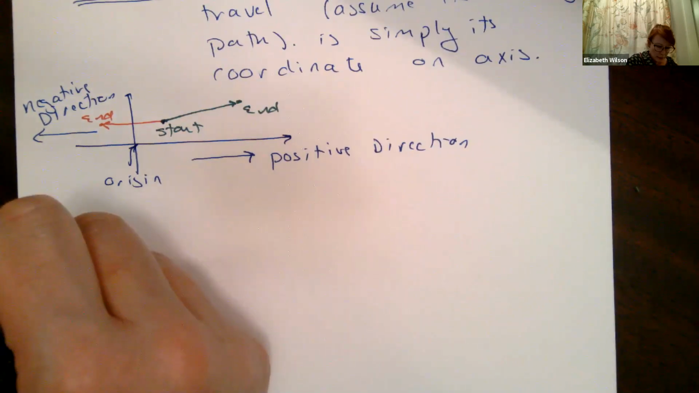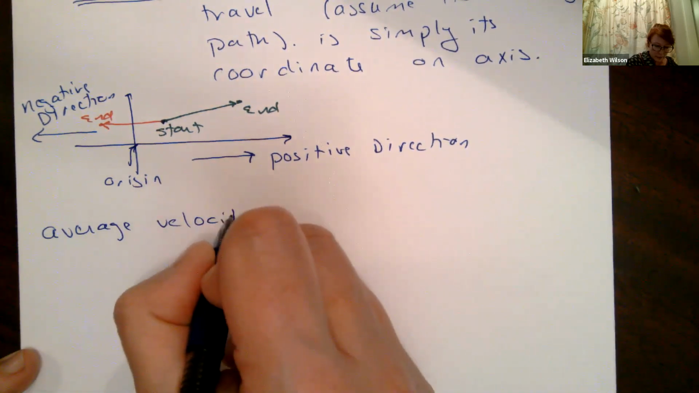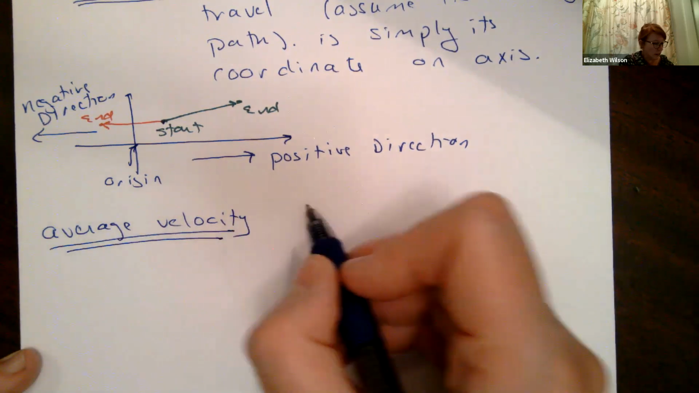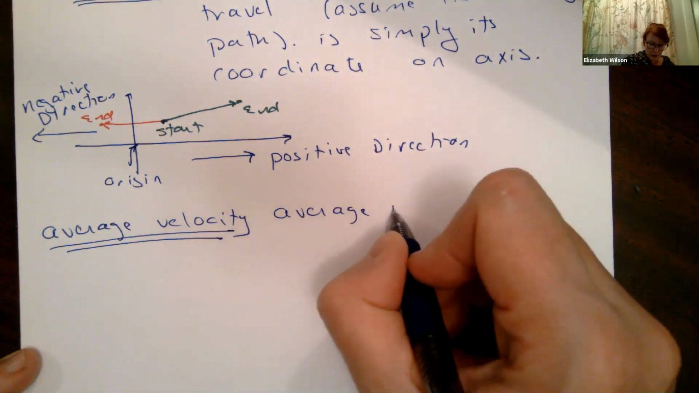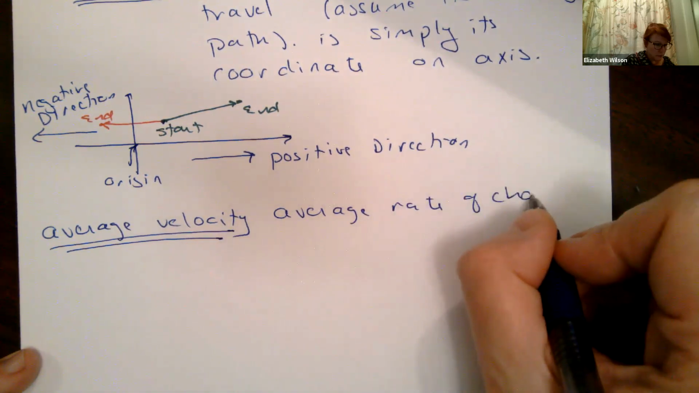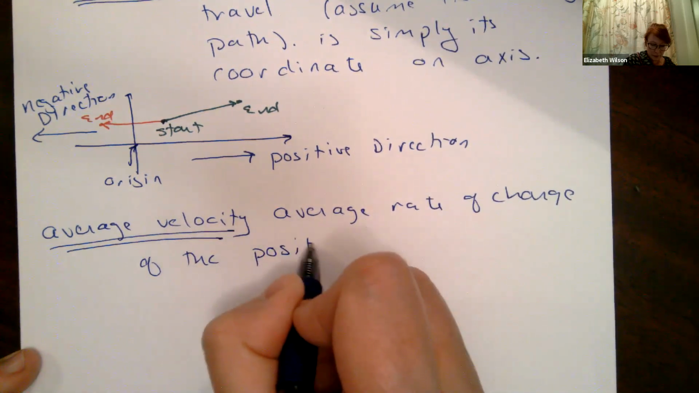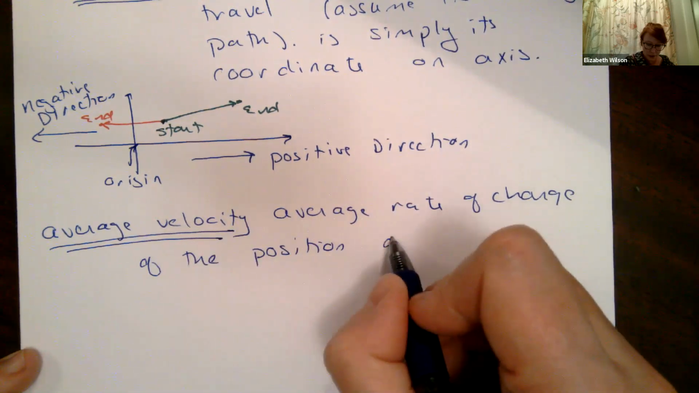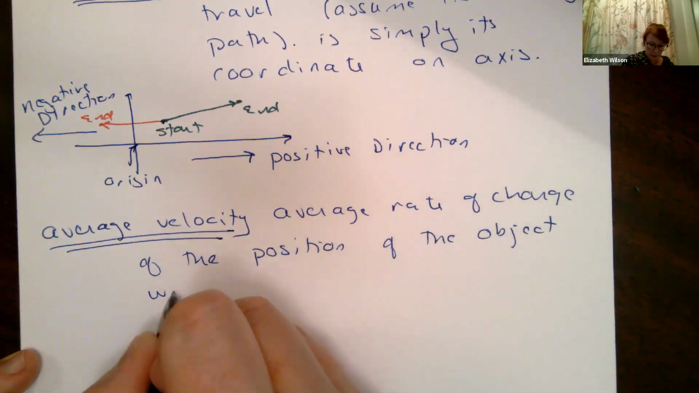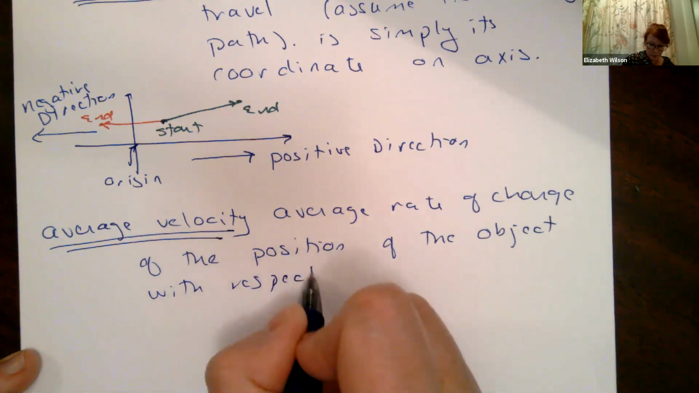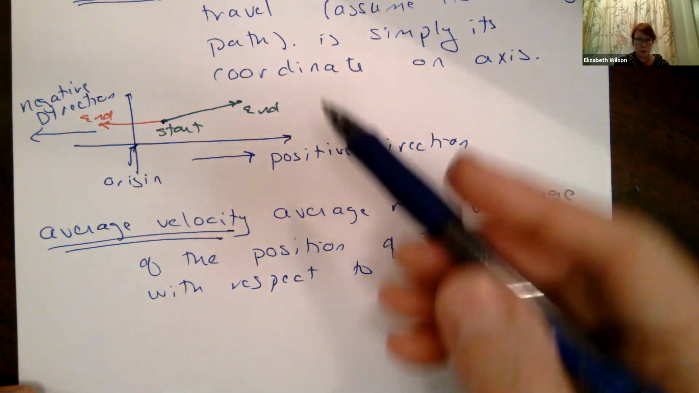Now when we think about average velocity, okay? Our average velocity is the average rate of change of the position of the object with respect to time. Our average velocity is a vector, right? Because we're dealing with position.